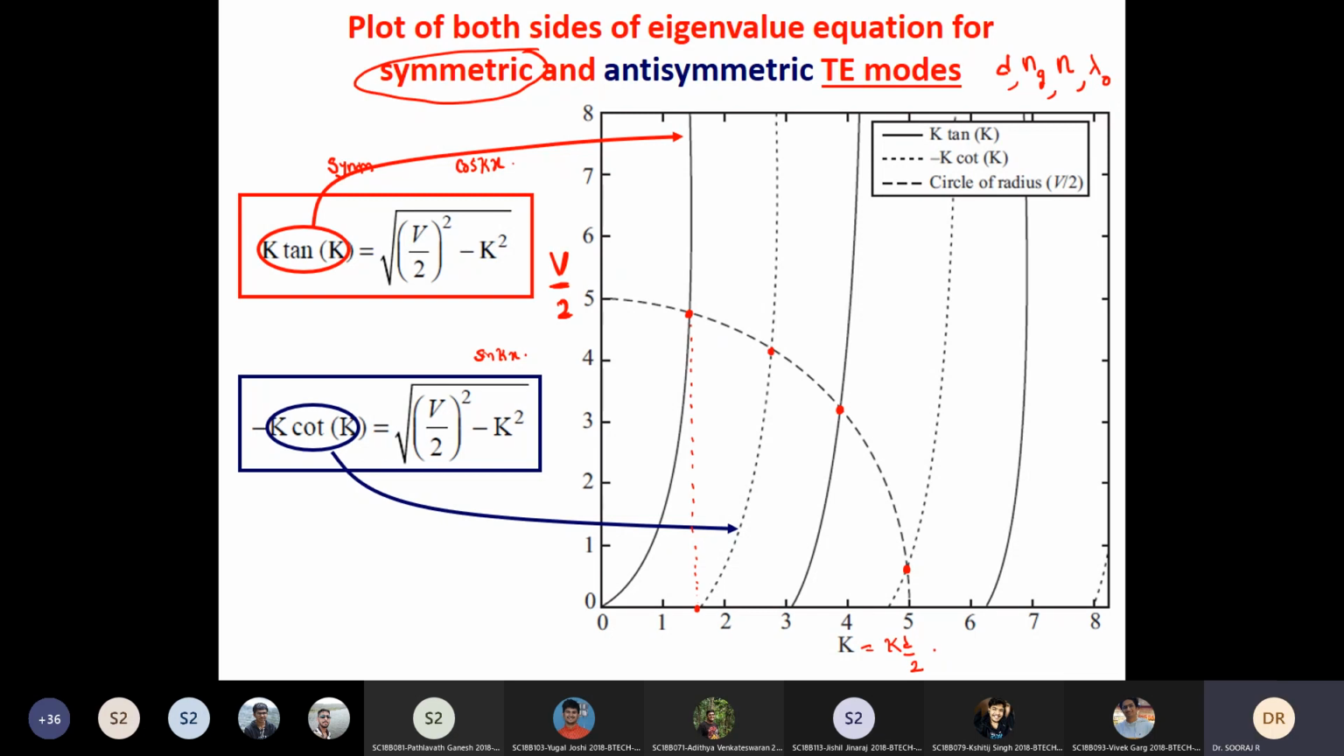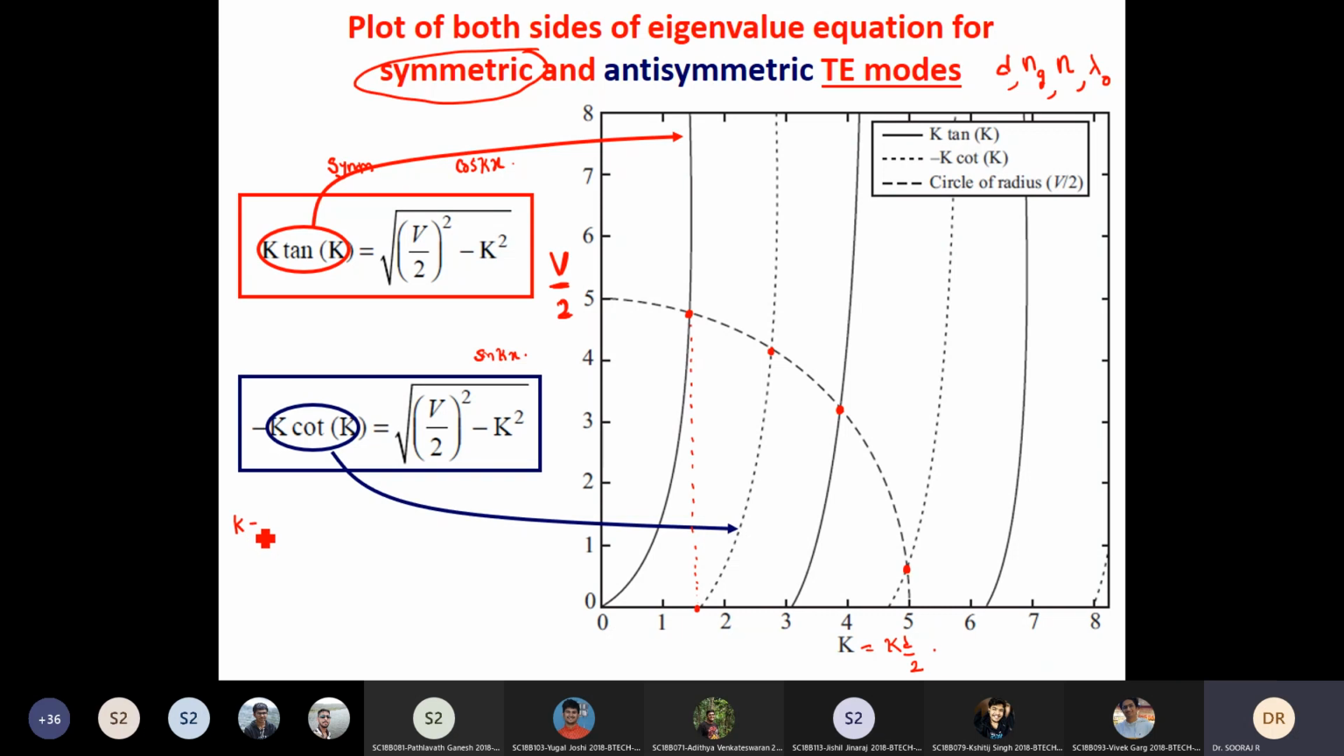Now you are interested in calculating what are the propagation constants of the modes that can be supported by this waveguide. So you want to find out beta. So this is how you do it. You plot these two equations, you find their intersection, you bring it down, you can get what is capital K. And what was capital K according to our definition? So capital K was kappa into d by 2.